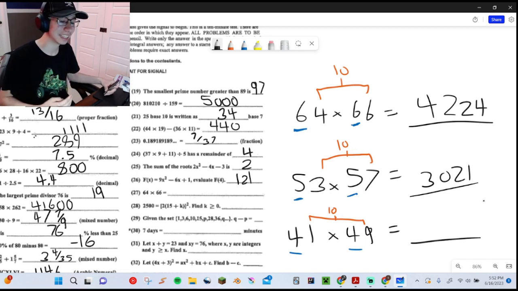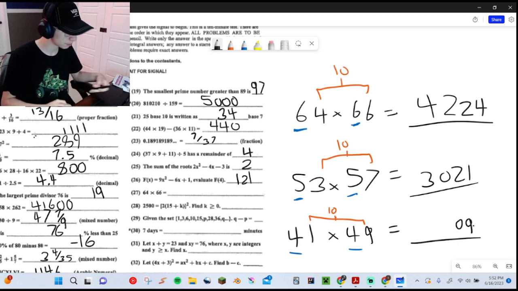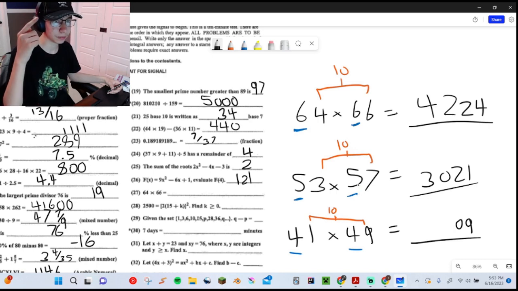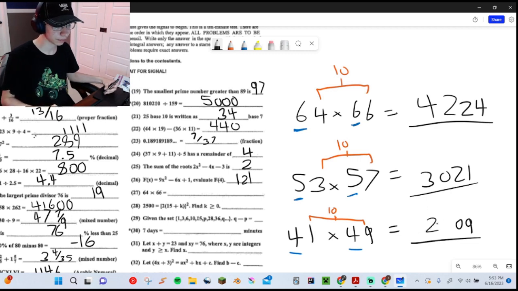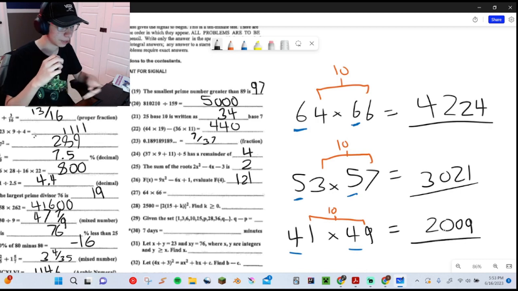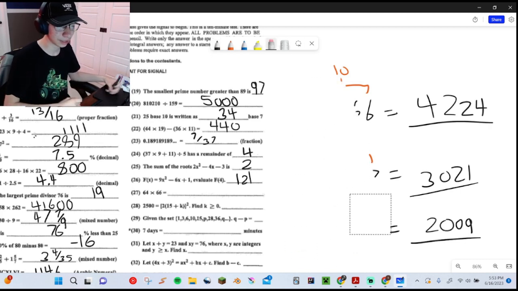So 1 times 9, that's 9. We're going to write 09. You have to write 2 digits each time. So because I got 9, I'm going to just write 09. Got it? That repeating number is 4. So I'm going to do 4 times 1 above it. So 4 times 5, that's 20. So 2009 is my answer. So that's how to do these type of questions.